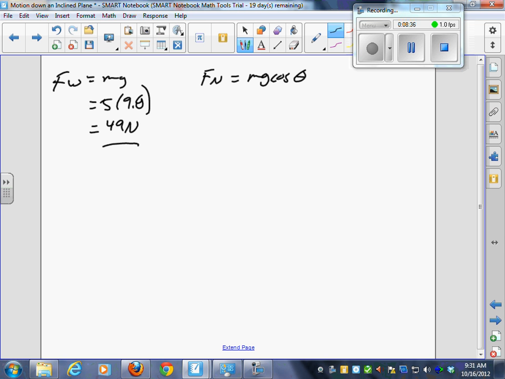So here, in fact, this might be an example where I might not give you a mark for the weight force because really, you're just going to use it here, right? So it'd be like 5 times 9.8 times cosine of 30 degrees. Okay, so 5 times 9.8 times cos 30, or 42.4.